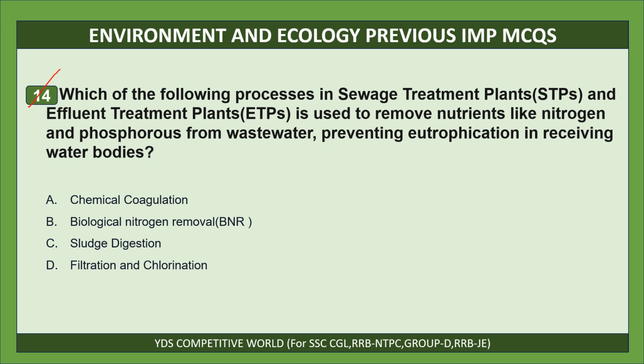14th question. Which of the following processes in sewage treatment plants and effluent treatment plants is used to remove nutrients like nitrogen and phosphorus from the wastewater, preventing eutrophication in receiving water bodies? Option A, chemical coagulation. Option B, biological nitrogen removal. Option C, sludge digestion. Option D, filtration and chlorination.